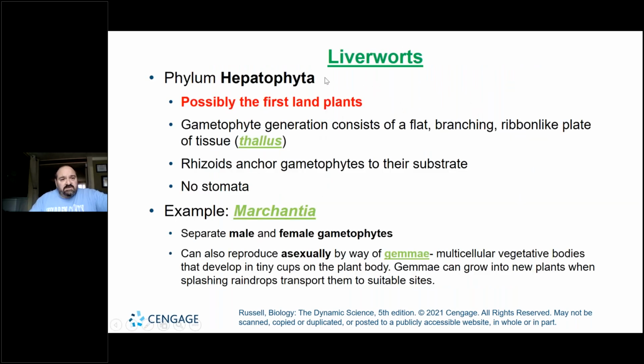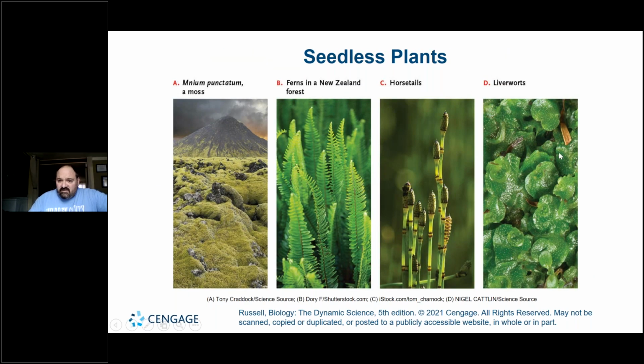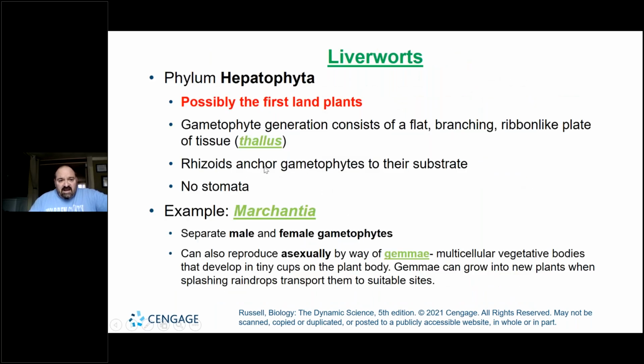All right, so liverworts, right? So possibly the first land plants, and so that's an important thing to take away from knowing that there. You'll see here as far as gametophyte generation consists of a flat branching ribbon-like plate of tissue called the thallus. So as you're looking at the liverwort there, that's what you're looking at, the thallus. It has rhizoids, again, too, they anchor to the substrate.